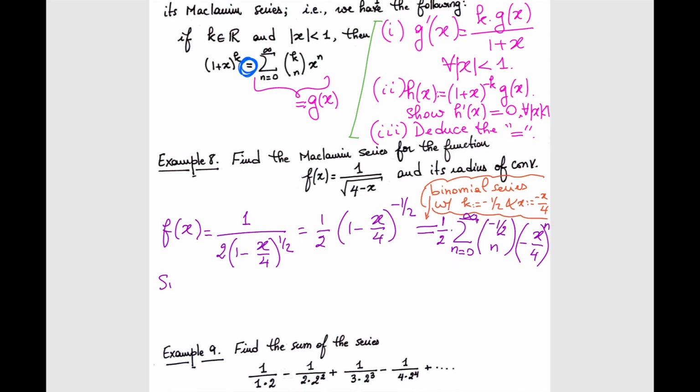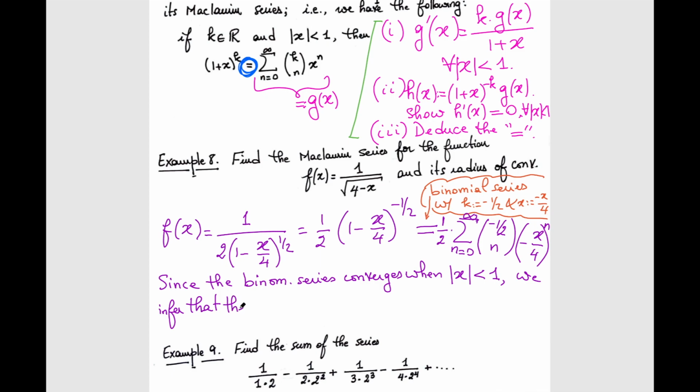So since the binomial series converges when the absolute value of its variable is less than 1, we infer that the series, this series, okay, how about we label this whole thing actually? How about we call this equation star? So the series in star, and what do I mean by star? I mean this series here, converges when the absolute value of its variable, which is negative x over 4 to power 1, is less than 1.